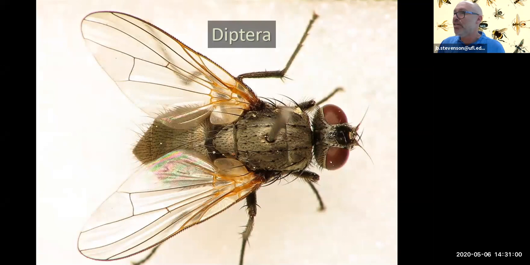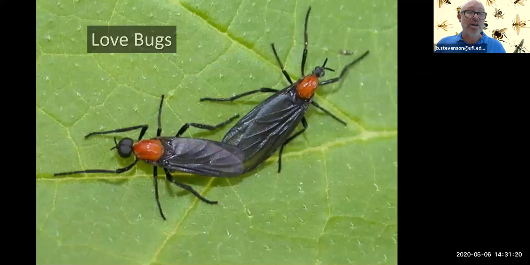Now they actually did start out with four wings, but I'll show you what happens to the other two wings in just a second. Short antenna, like I said, most of their information comes from their vision and from their very, very hairy bodies. Love bugs are a type of fly, and love bugs were not an invention of the University of Florida. They are an invasive species.